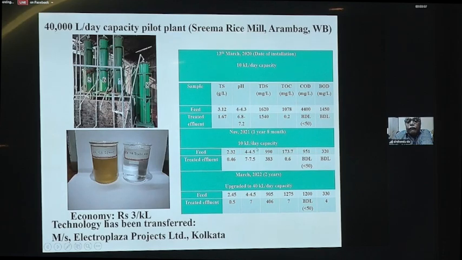Now, this table gives the data, first data on 13 March 2020. This is after 1 year, 8 months, and this is this month, March 2022. So if you look into the filter, the performance of the filter is exactly the same as the original filter in 2020. So this technology has been transferred to Electroplaza Projects Private Limited in Kolkata, and they are going to commercialize this.